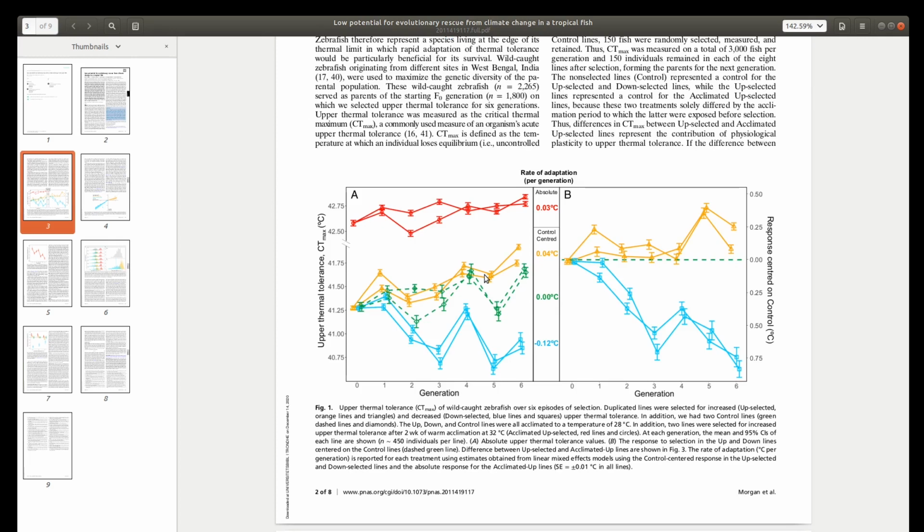So the question: was there variability? Was there heritability? And did they achieve an evolutionary change after this selection? And the answer is yes.